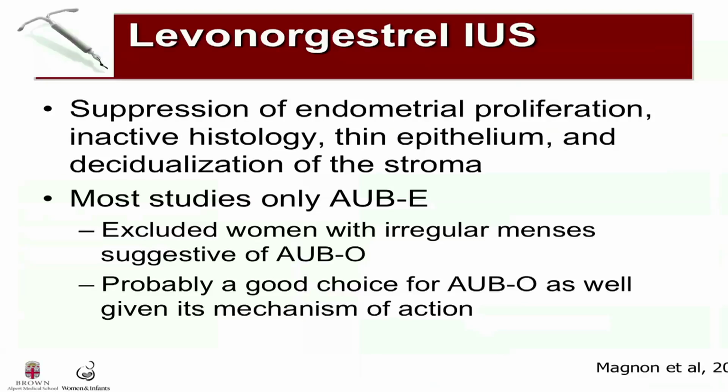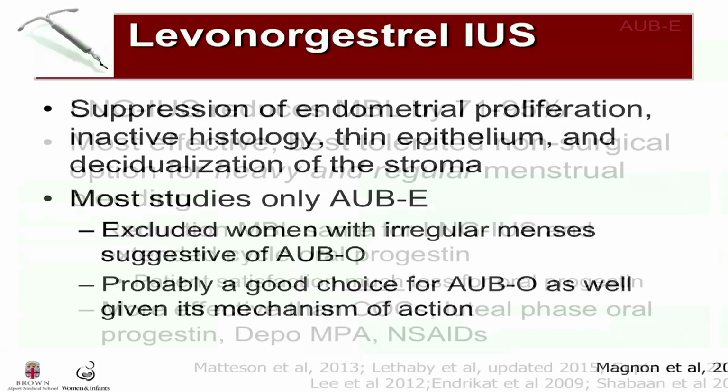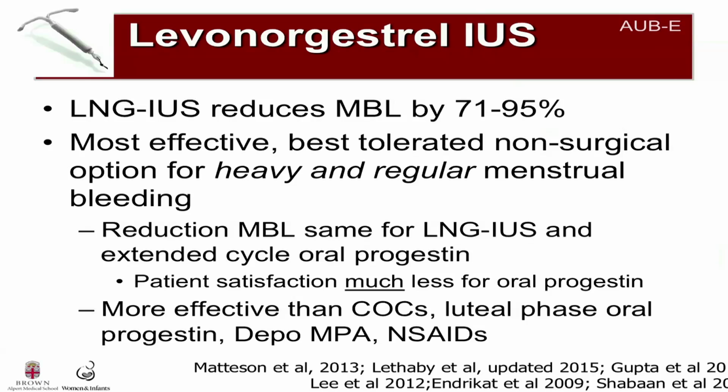Most studies on the levonorgestrel intrauterine system are only for AUB-E, patients with heavy and regular bleeding. They excluded women with irregular menses suggestive of AUB-O, although given its mechanism of action, it's probably a good choice for AUB-O as well. Studies have shown that the levonorgestrel intrauterine system reduces menstrual blood loss by 71 to 95%.